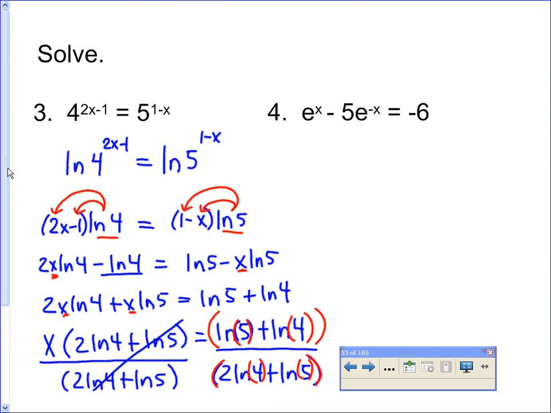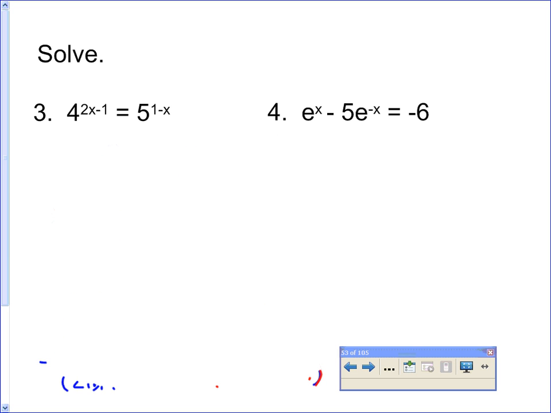All right, now let's look at our next example. And again, this one gets a little bit more complicated here.